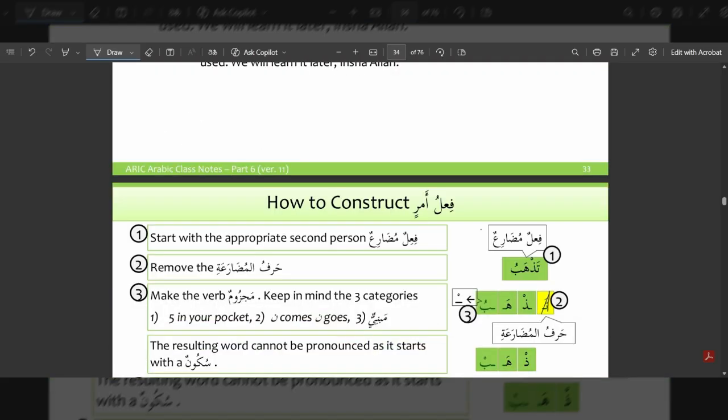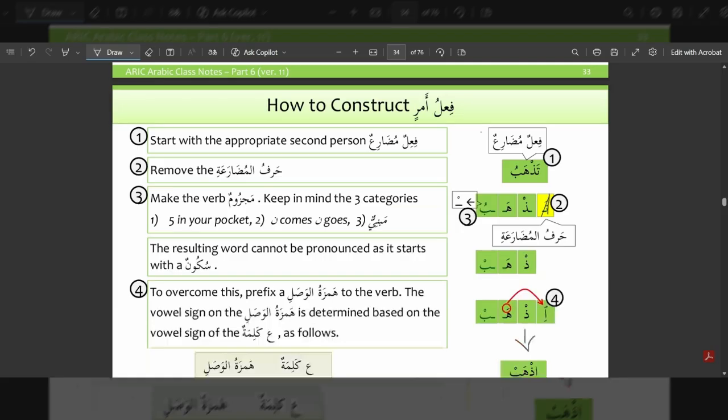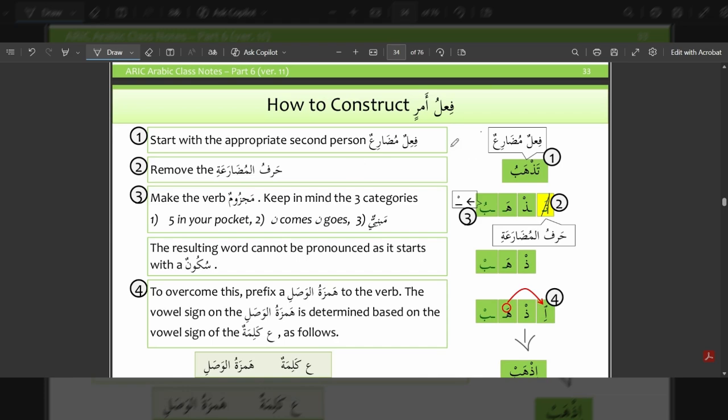Then let's look at how to construct fi'al al-amr. So first we have to start with the appropriate second person. So here we have used the word tadhhabu. Tadhhabu means you are going. So that's the fi'al al-mudari that is being used here. And we have to first remove the harf mudariya. So as we can see, when we deconstruct this, this ta here is the harf mudariya. So we need to first omit this.